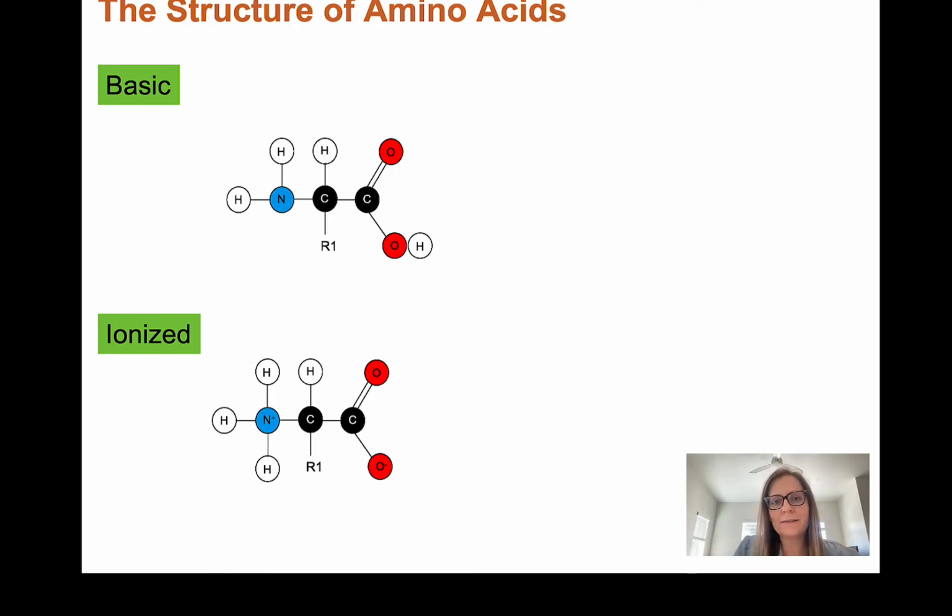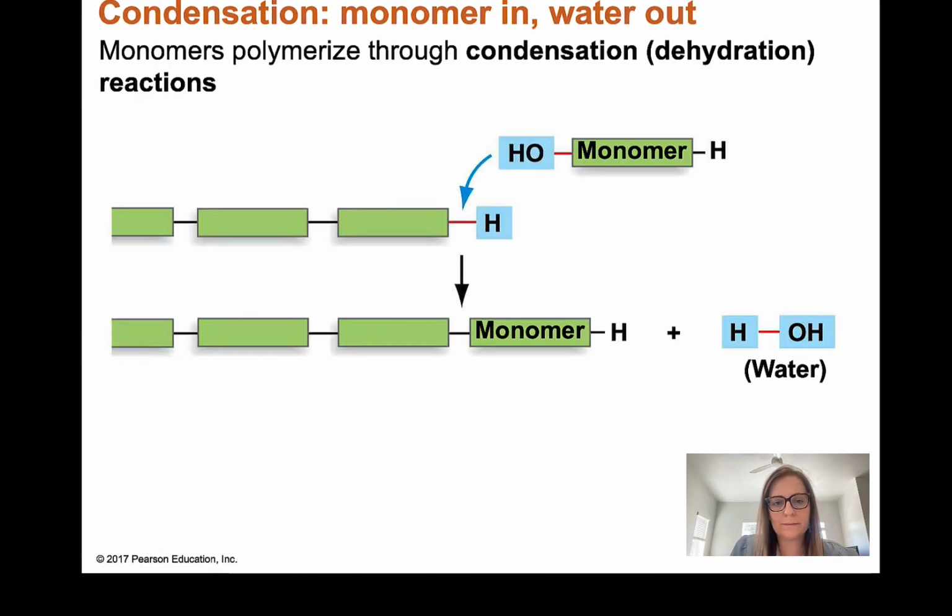Next, let's talk about how these monomers join together to form a polymer. I want to define some key terms. The first term is a condensation reaction. When I'm talking about a condensation reaction, there are two things to remember: the monomer goes in and the water comes out. Think about condensation on a glass, right? That condensation is coming out of your cup and making beads on the glass. Here's a picture of a condensation reaction where we have our growing polymer and a monomer goes in. This monomer attaches to the growing polymer and water comes out.